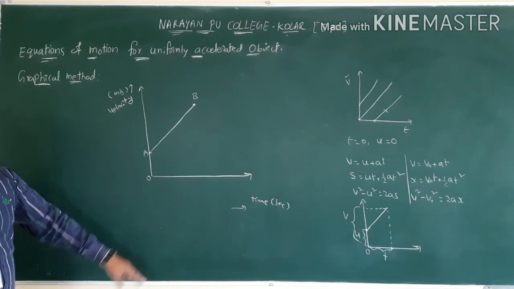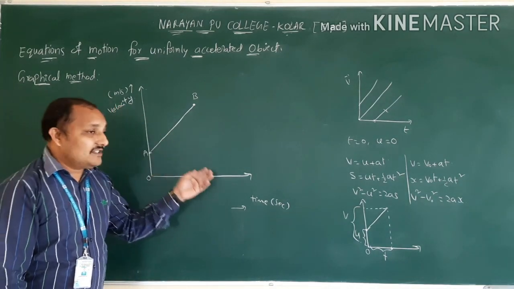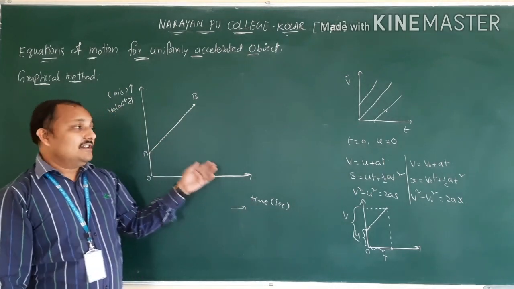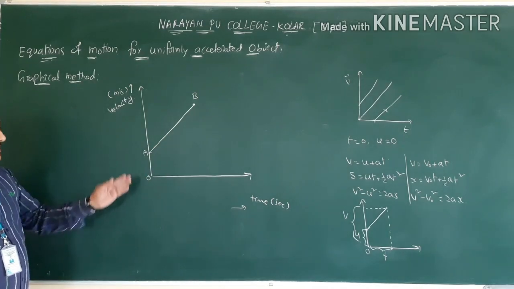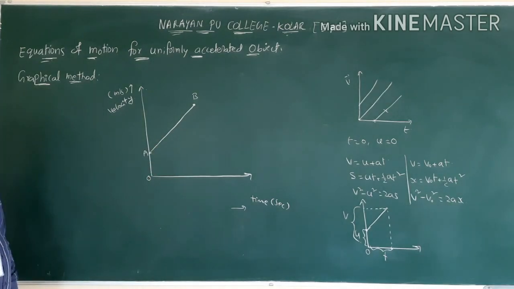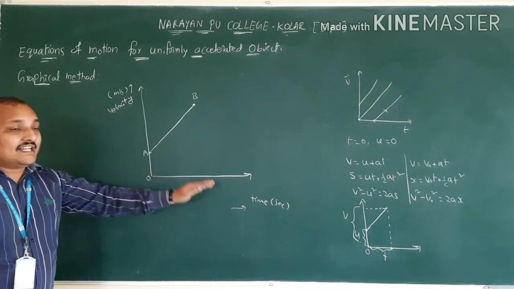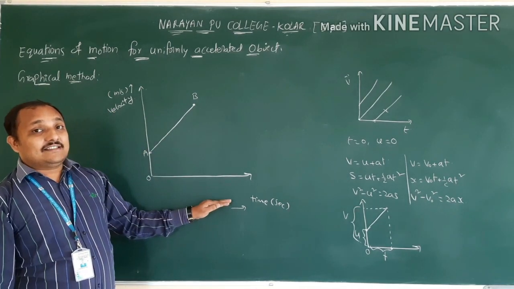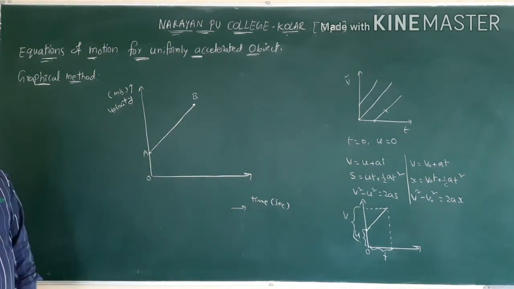They may ask you to define the velocity time graph. The definition is: the graph drawn between velocity and time, by taking velocity on the y-axis and time on the x-axis. If you have drawn one graph like that, that is the velocity time graph definition. If you find the slope of this graph, what will you get? The slope of a velocity time graph gives acceleration. Therefore, if you simply find the slope, you will get acceleration.